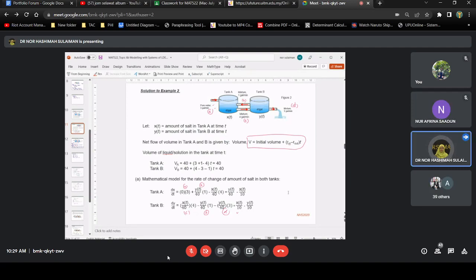Betul tak? I need your response. Kalau diam je saya tak tahu you all faham ke tak faham. Betul. Okay. Kalau tak faham pun, kalau tak betul ke pun cakap je tak betul. Nanti saya tengok balik, okay?